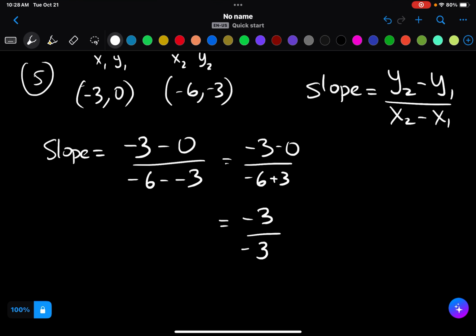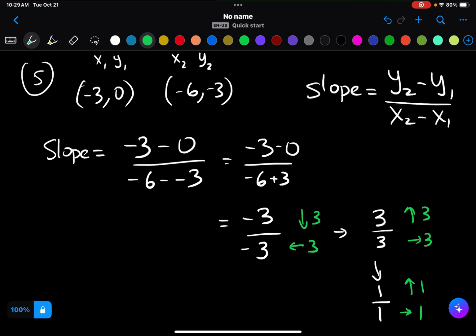Now, there's actually several ways you can write this. So the correct way would be to write this as just 3 over 3, because negative divided by negative is positive. But you can even write this even more simplified, because 3 divided by 3 is just 1. So you can write this as 1 over 1. That's going to be technically the best way to write this. But I'll accept all three answers. So in the first case, it'll be down 3 to the left 3. In the second case, it'll be up 3 to the right 3. And in the last case, it'll be up 1 to the right 1.